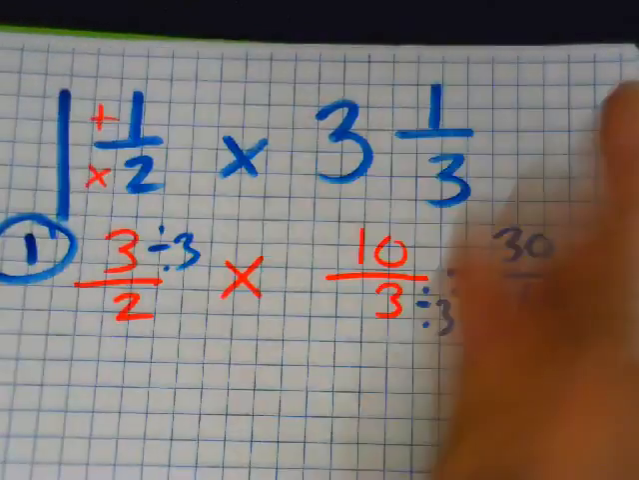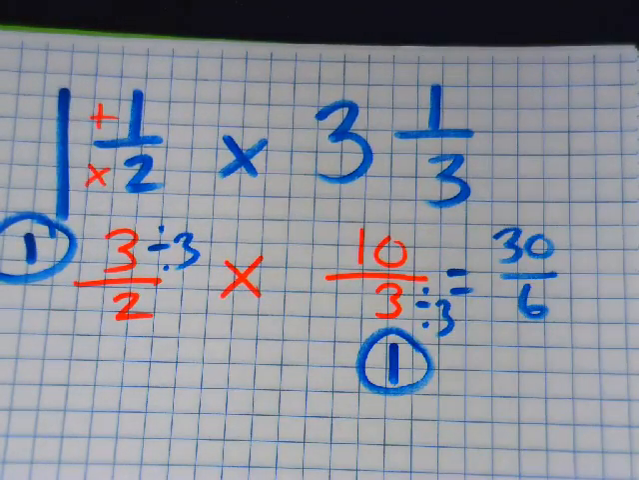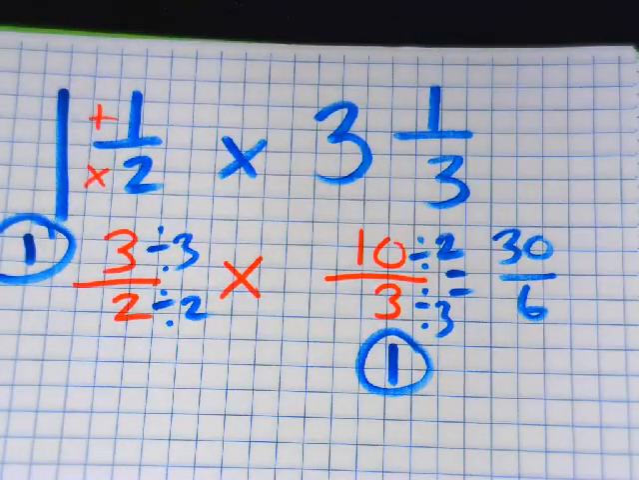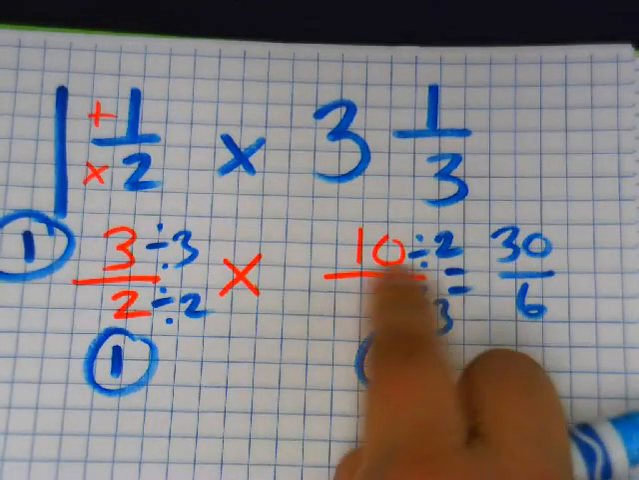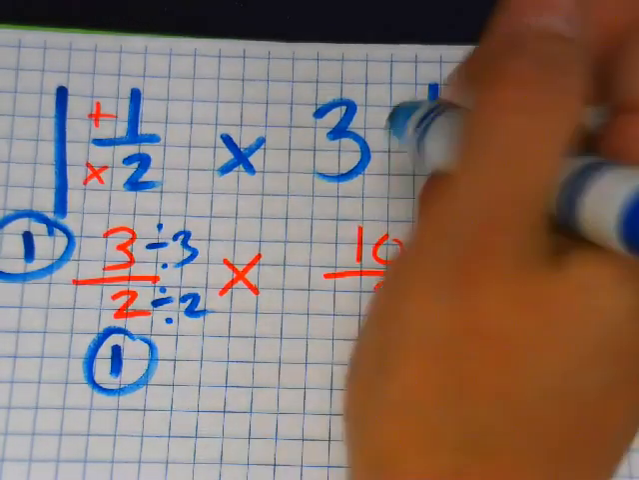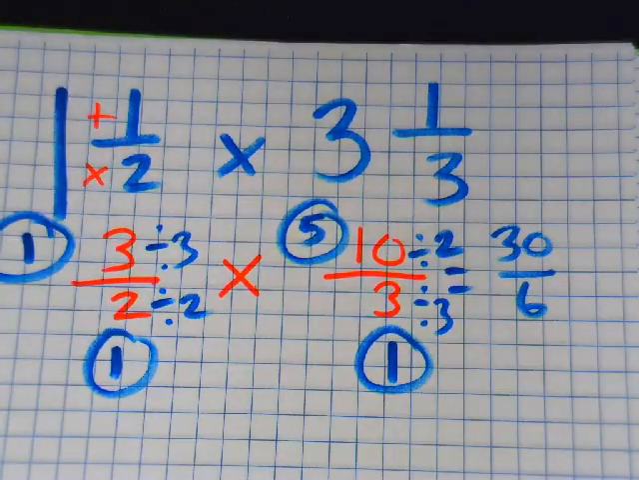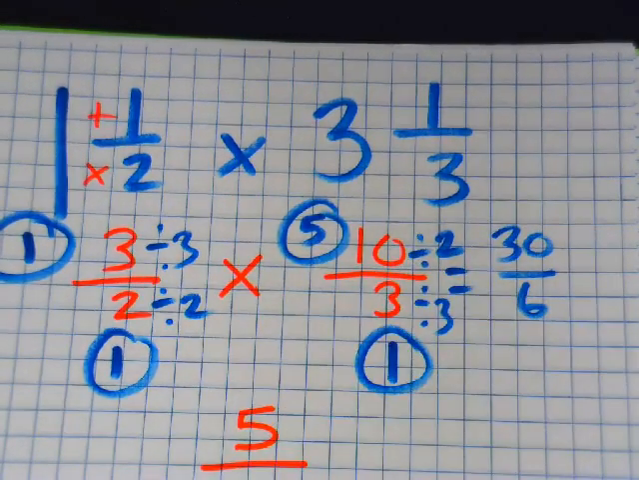What's 3 divided by 3? 1. What's 3 divided by 3? 1. All right. 2 and 10. What can I divide 2 and 10 by? 2. Divide by 2. Okay. So 2 divided by 2? 1. And then 10 divided by 2? 5. 1 times 5. 1 times 1.